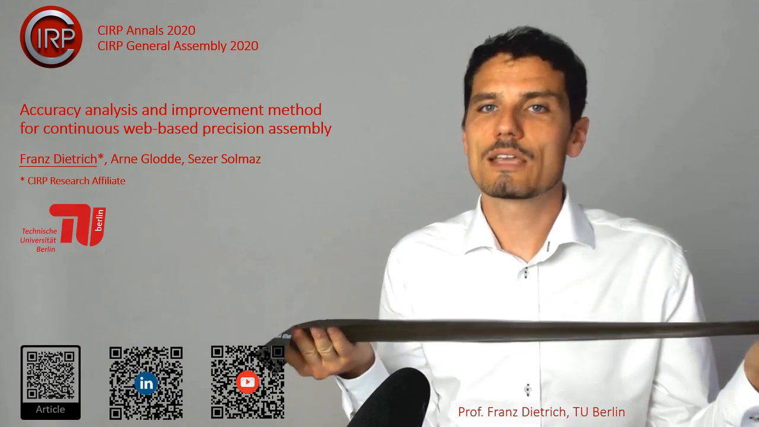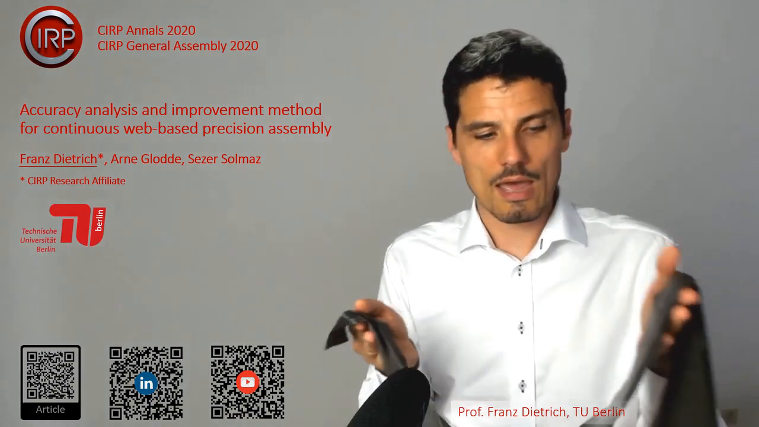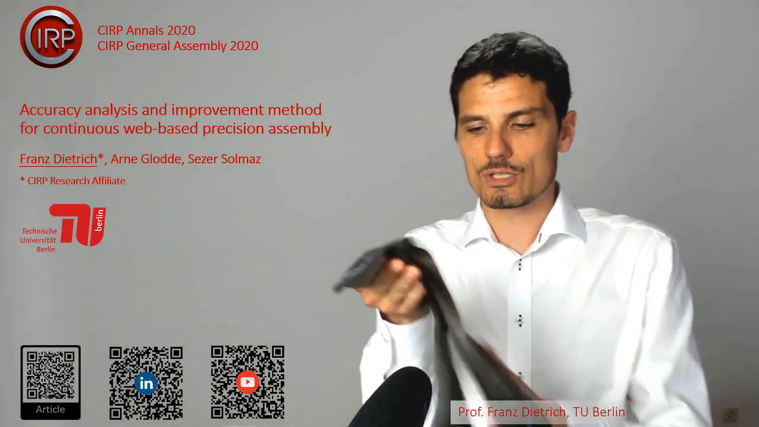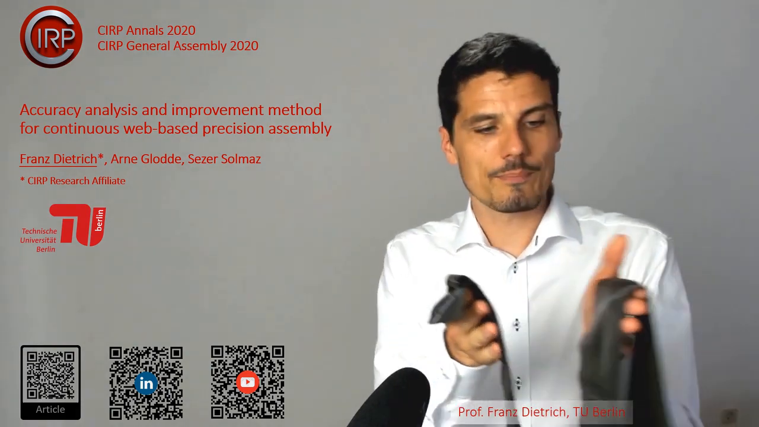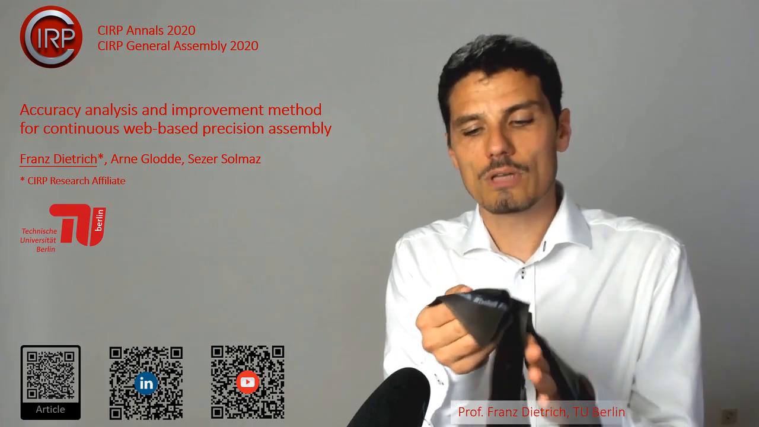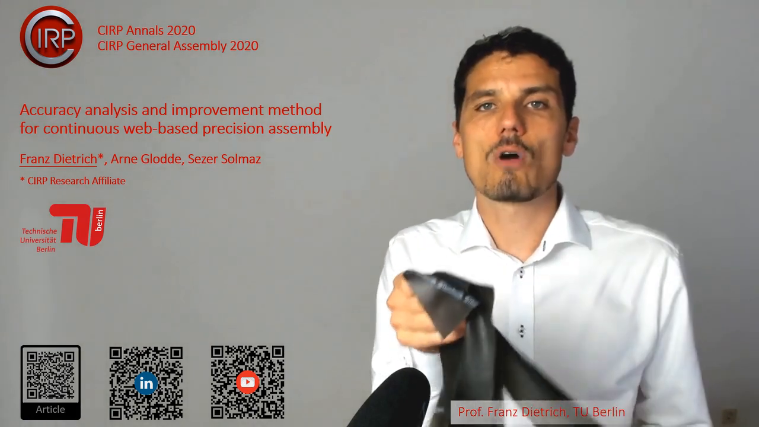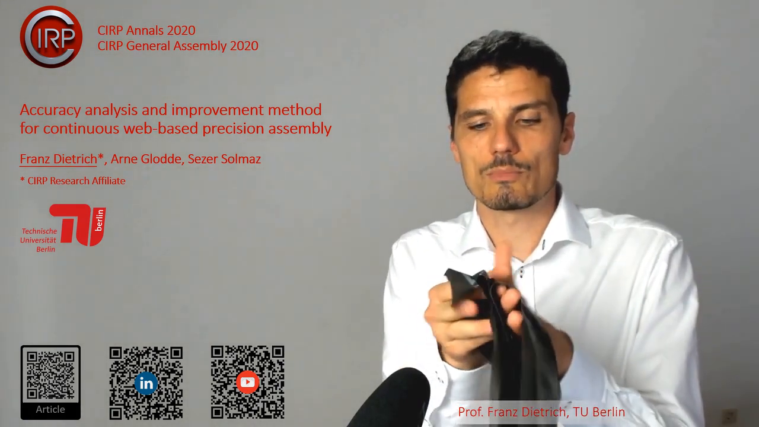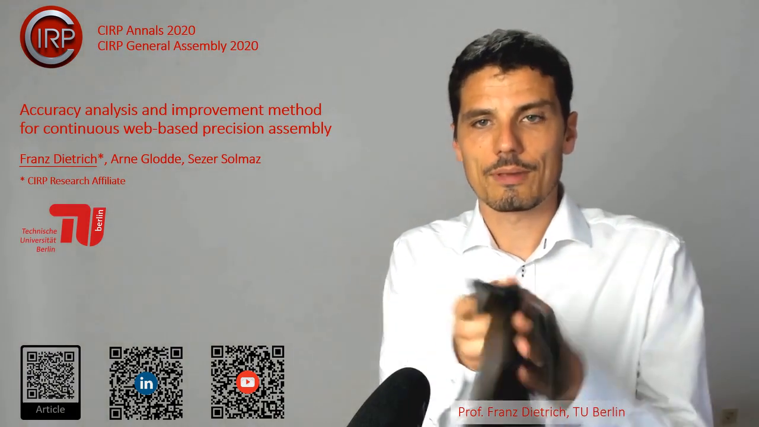electrodes need to be placed on top of a web, and that web must be folded just like I show you here. So the challenge there is to do it at a very high throughput while maintaining the accuracy of the adjacent electrodes which come to lie next to each other.